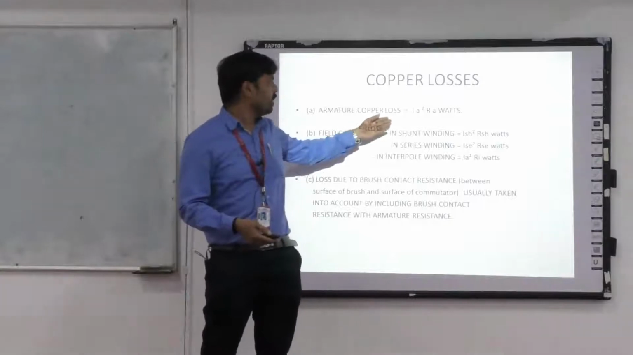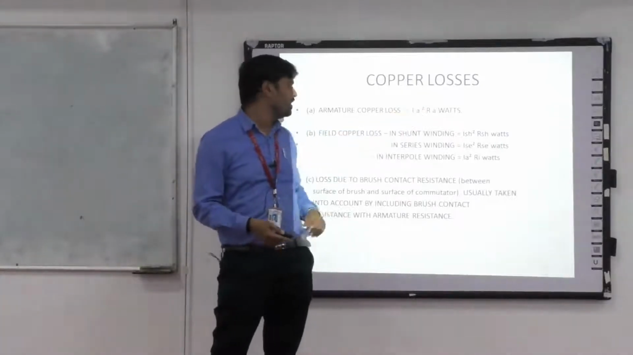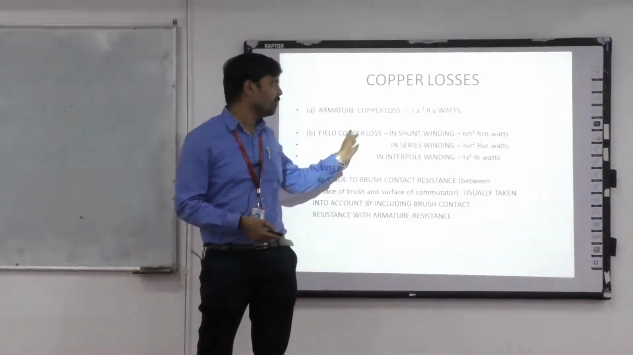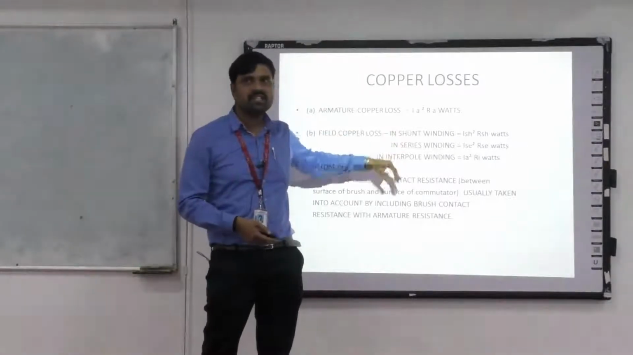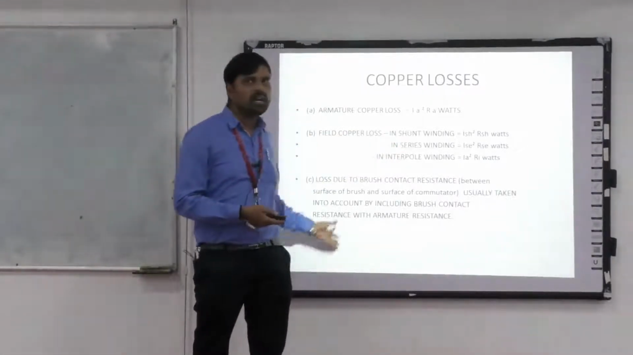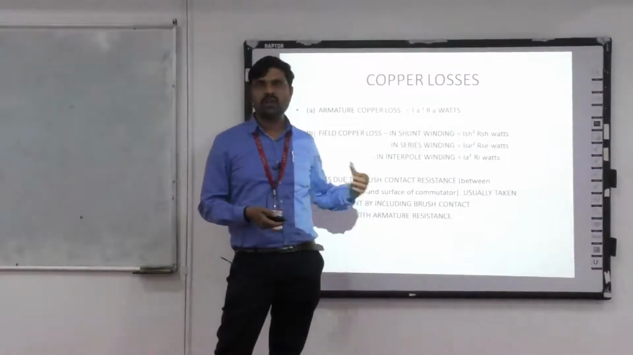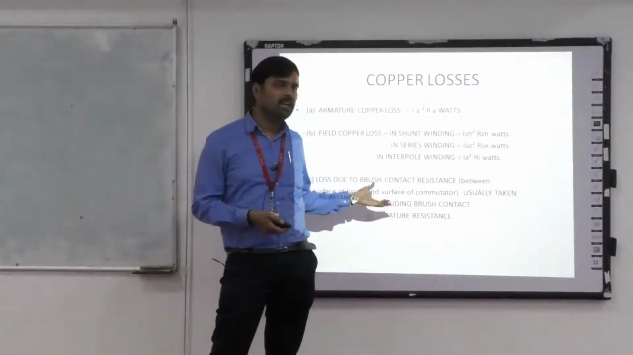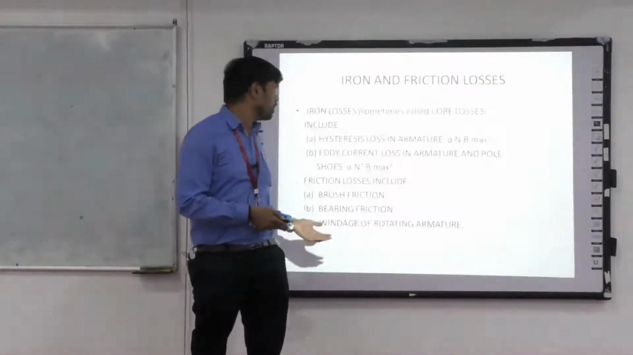Right? So armature copper loss is nothing but I square RA loss. In a shunt motor, there is also the field copper loss based on the field winding: shunt, series and compound. Then losses also happen in the brushes. We are using carbon brushes, and approximately 2 volts gets dropped in the brushes.